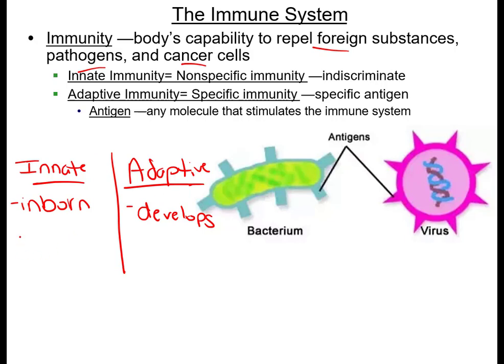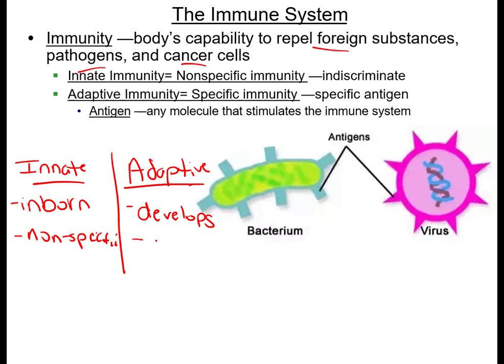For innate immunity, the immune responses are non-specific, meaning the immune system in the innate immunity will respond to anything that looks foreign. So if there's bacteria, viruses, cancer, anything that just looks foreign or not normal, the innate immunity will attack it.